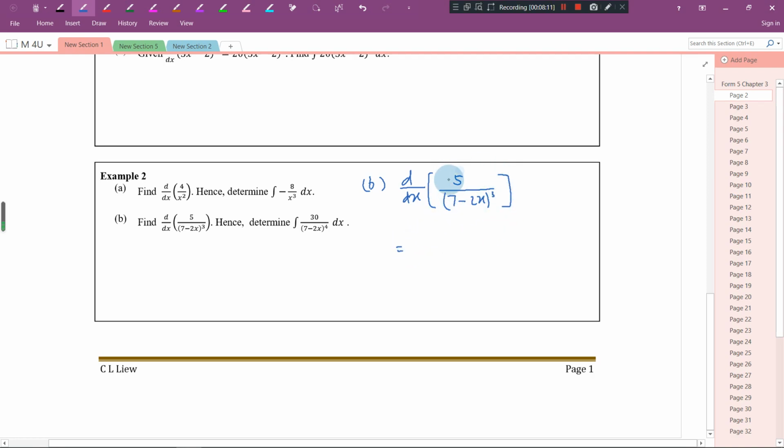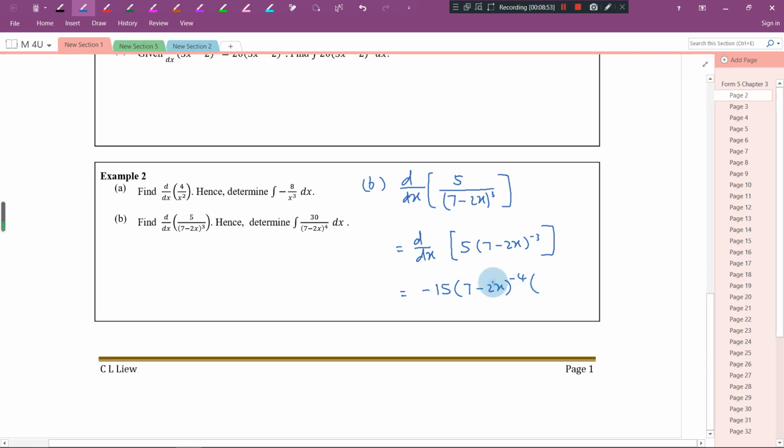Okay, first we change the way of writing these functions. It becomes 5 times (7 minus 2x) raised to the power of negative 3. Okay, I hope that you still remember how we differentiate this type of function. Bring the negative 3 down here, multiply by 5, you get negative 15. And this one you just copy, (7 minus 2x), and the power here you always need to minus 1, negative 4. And don't forget, we have to differentiate some more inside here.